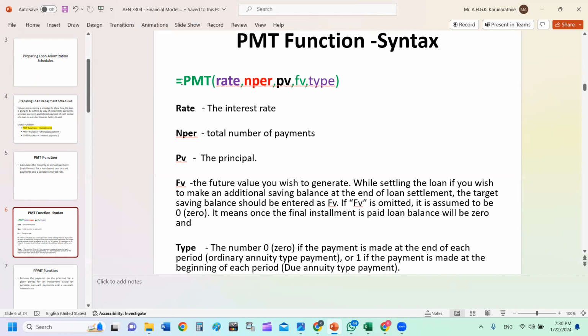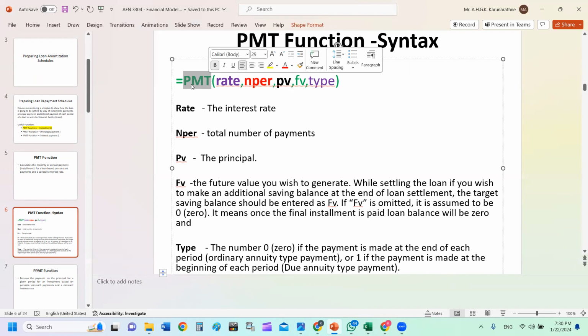As usual, you need to start your function typing the first. You need to type equal sign to tell Excel that you are writing a formula. Initially, you need to type PMT. Then Excel recognizes you are going to determine what installment for a particular loan. So accordingly, with respect to loan, you need to have this information.